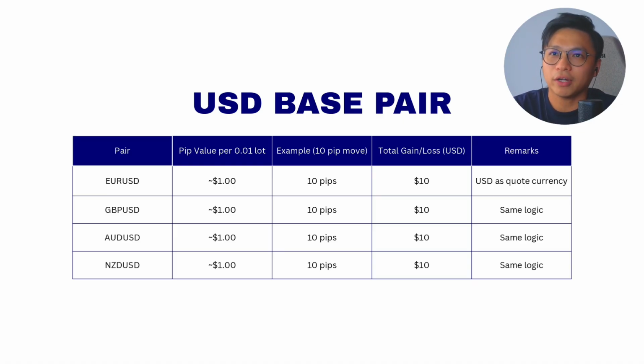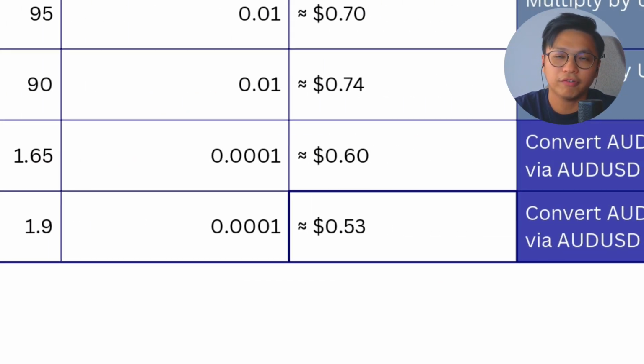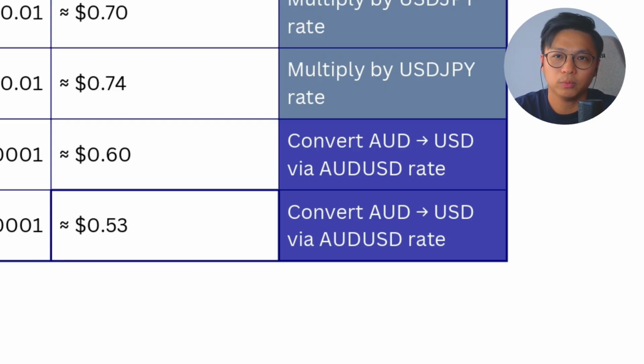Only for the cross pairs here, which are Euro Yen, GBP Yen, Aussie Yen or others, the pip value is slightly different because they need to do the exchange rate first. For yen pairs, they need to calculate the amount of money based on dollar yen, so they need to know the current price of dollar yen before they do the conversion. And for other pairs like Euro Aussie, GBP Aussie, they need to convert from Aussie to USD as well, which means they will refer to the Aussie dollar.